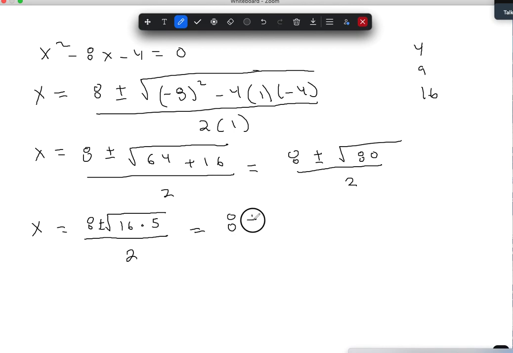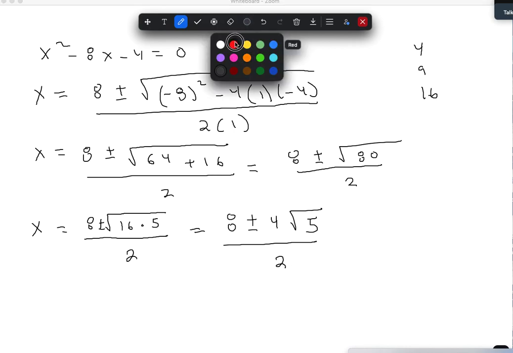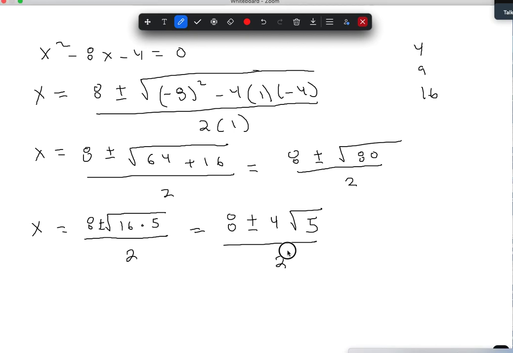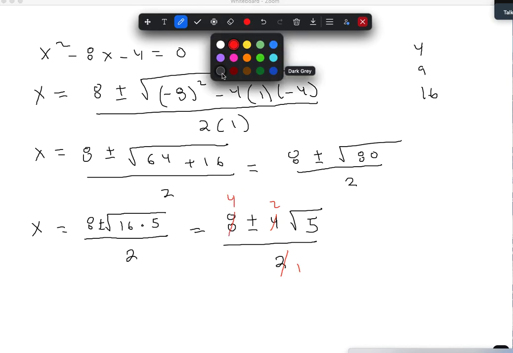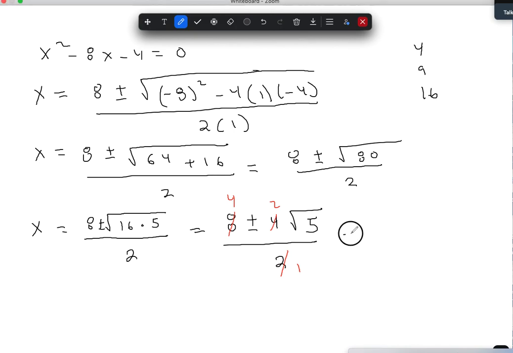And then we got that 16, I'll take the square root of 16 and I'm bringing out a 4, leaving behind a 5 and 2. And then here's that same reducing step that I think was probably getting you a little bit too. So 2 goes into 2 once, 2 goes into 4 twice, and 2 goes into 8 4 times. And so then that would leave 4 plus or minus 2 root 5.